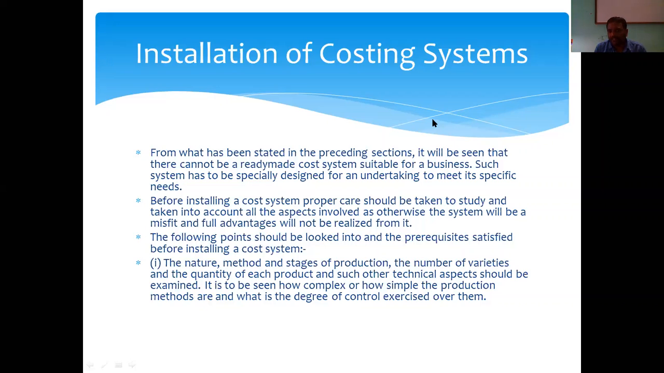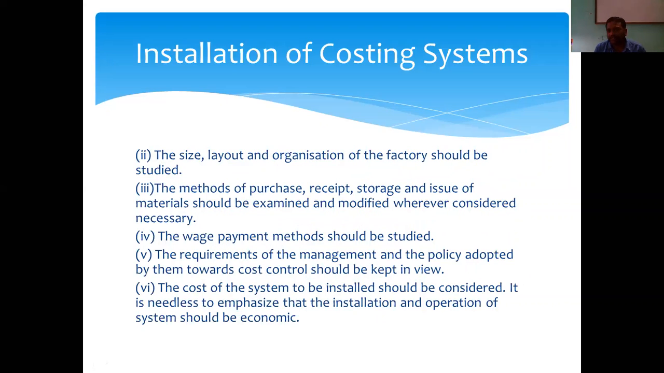The nature and method of production, the number of varieties and the quantity of each product, and the technical aspects should be examined. So what is their production level, how many varieties are they going to produce, which technique is suitable for their firm, and how simple is the production method or what degree of control is needed everywhere. And the size and layout of the organization, the factory, should be studied. And the method of purchases, receipts, storage, and issue of material is going to be examined.